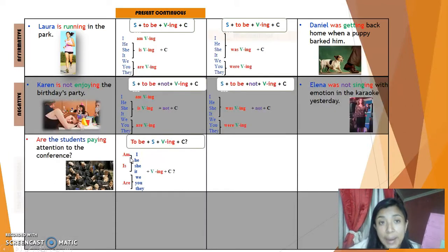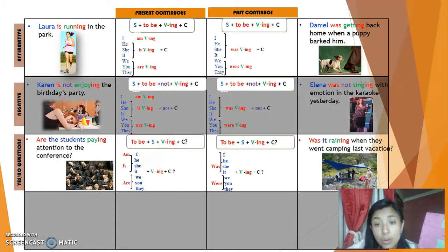Let's keep going now with past continuous. For past continuous, we have two forms of the to be verb, was and were, which go in front of the question. For instance, was it raining when they went camping last vacation? Here we can notice that the formulas are the same for present continuous and past continuous. The only difference is the to be form. In present we have am, is, are, while in past we just have two forms, which are was and were.